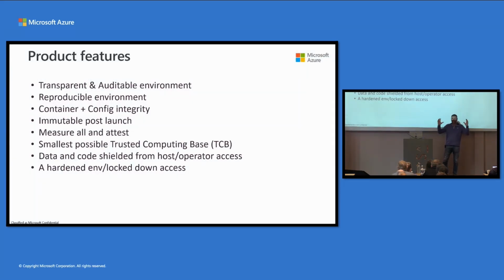Now if you look at Kata as that segmentation, like I said, the key use case for Kata containers is compute isolation, right? I trust the admin, I've got compute isolation, and I have normal kubectl functions that exist. But now I bring confidentiality into that, and I change the conversation, right? So essentially we're looking at bringing transparent and auditable environments, reproducible environments, container and config integrity, immutable post-launch, measure all and attest, smallest possible trusted computing base, data and code shielded, and a hardened environment with lockdown access.